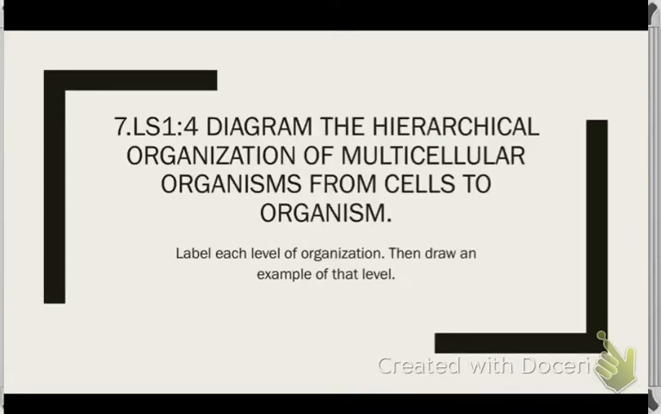Folks, today's fun sheet is on the levels of organization, and it is 7.1.4, and the title is Diagram the Hierarchical Organization of Multicellular Organisms from Cells to Organisms. That's just real fancy to say building from the most simple to the most complex. And you're going to label each level of organization and draw an example. I guess you're not going to draw. You're going to copy and paste pictures in.